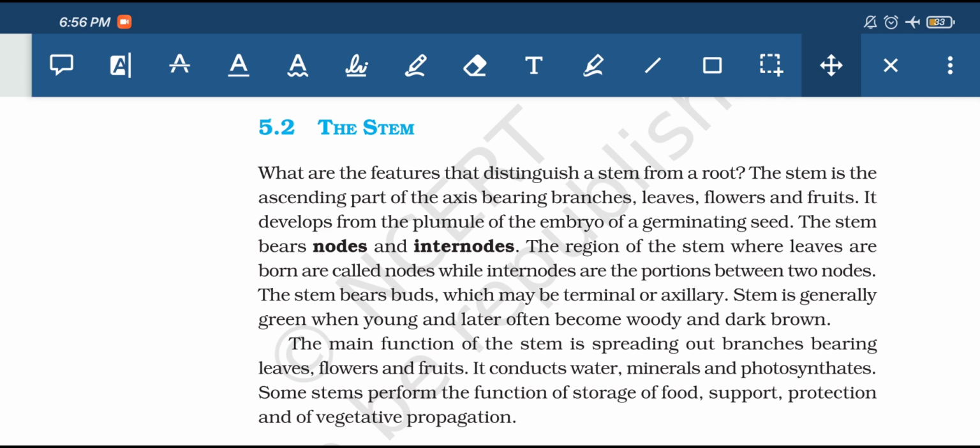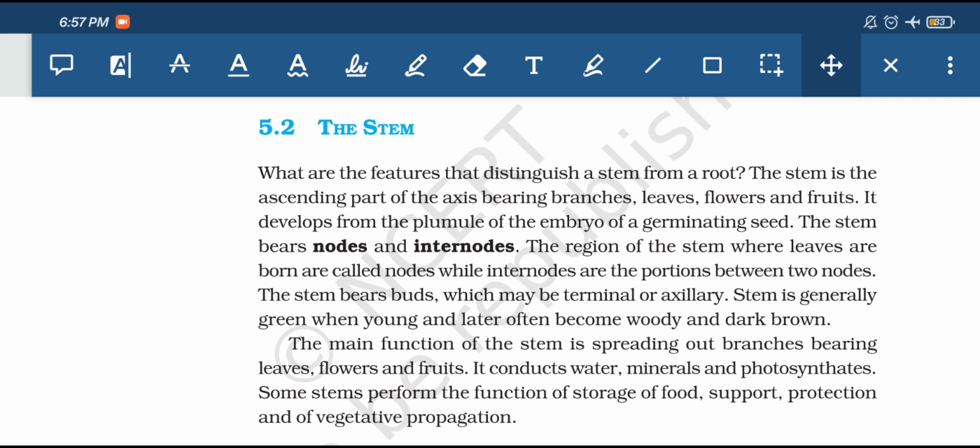The stem is the ascending part of the axis bearing branches, leaves, flowers and fruits. So stem is the ascending part of the axis, that means it goes upwards, that means it ascends, and the root is the descending part of the axis, and roots have only root hairs. Okay, but stem has branches, leaves, flowers and fruits. Then it develops from the plumule of the embryo of a germinating seed.